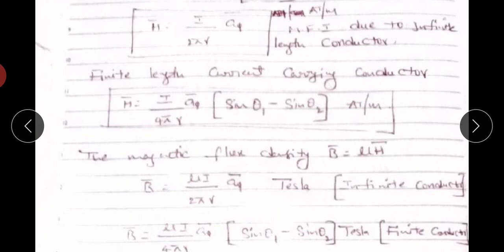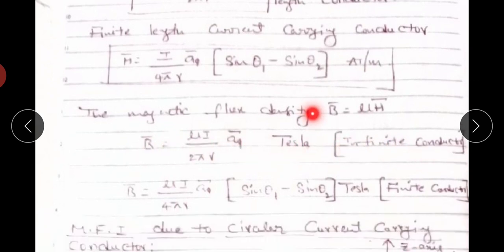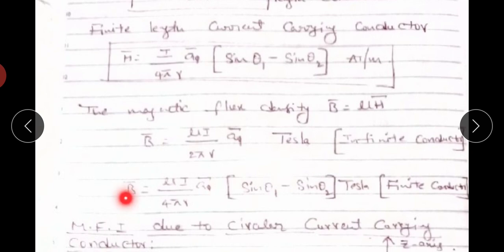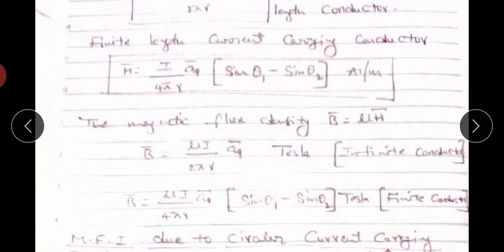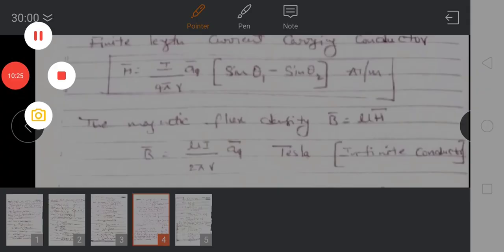So by using these equations we can find the magnetic flux density expression by using the relation B bar equals to mu into H bar. So B bar equals to mu into I by 2 pi r into A pi bar, the infinite conductor magnetic flux density expression. Finite conductor magnetic flux density expression: B bar equals to mu I by 4 pi r into A pi bar, sin theta 1 minus sin theta 2, Tesla. For a finite conductor magnetic field intensity expression.